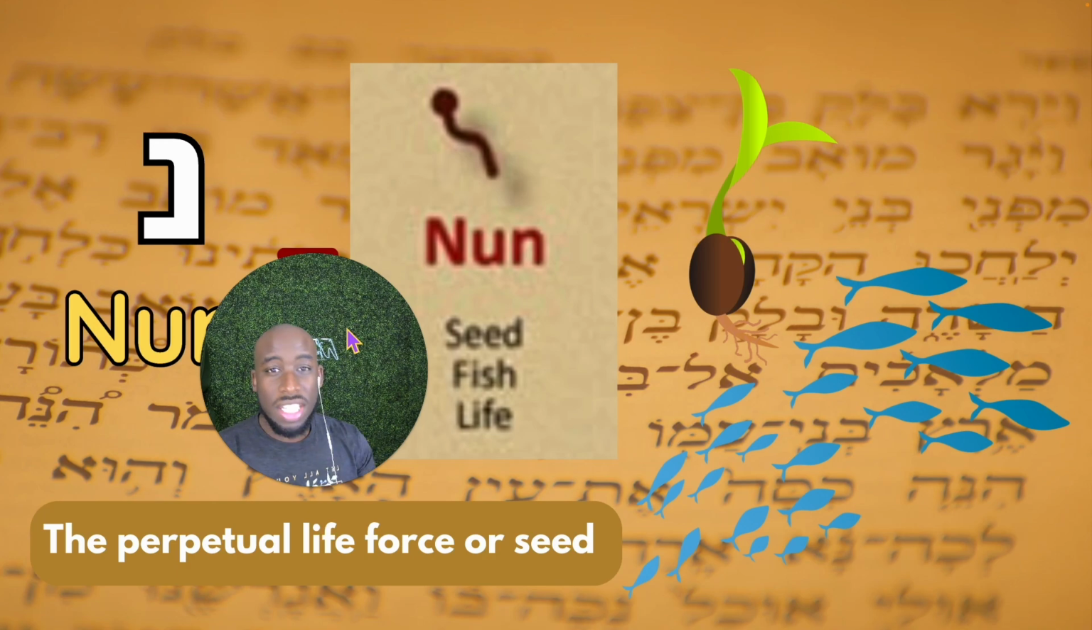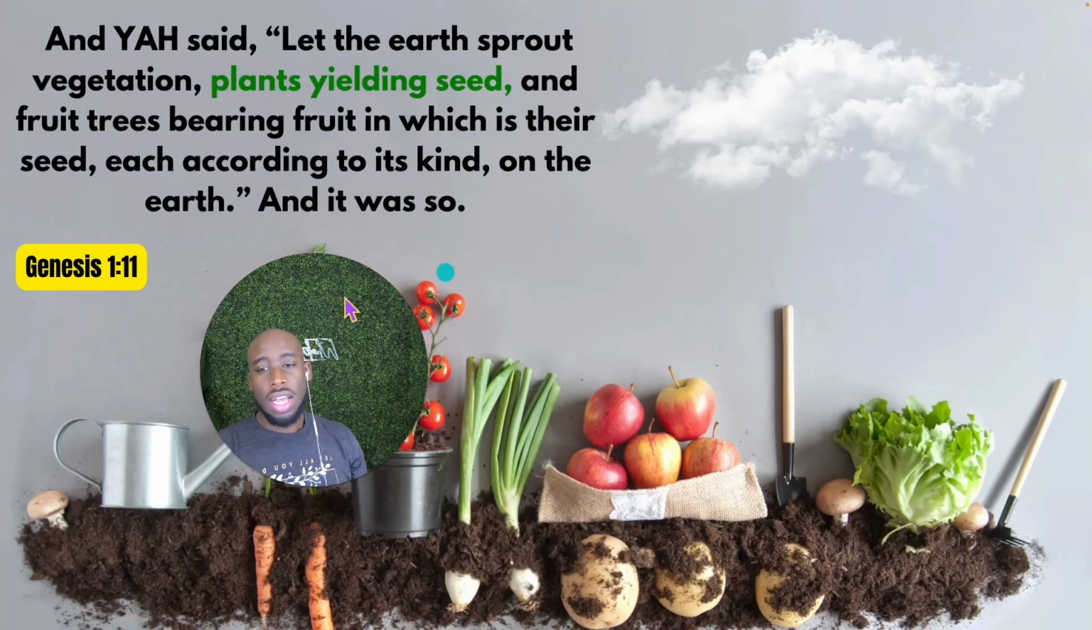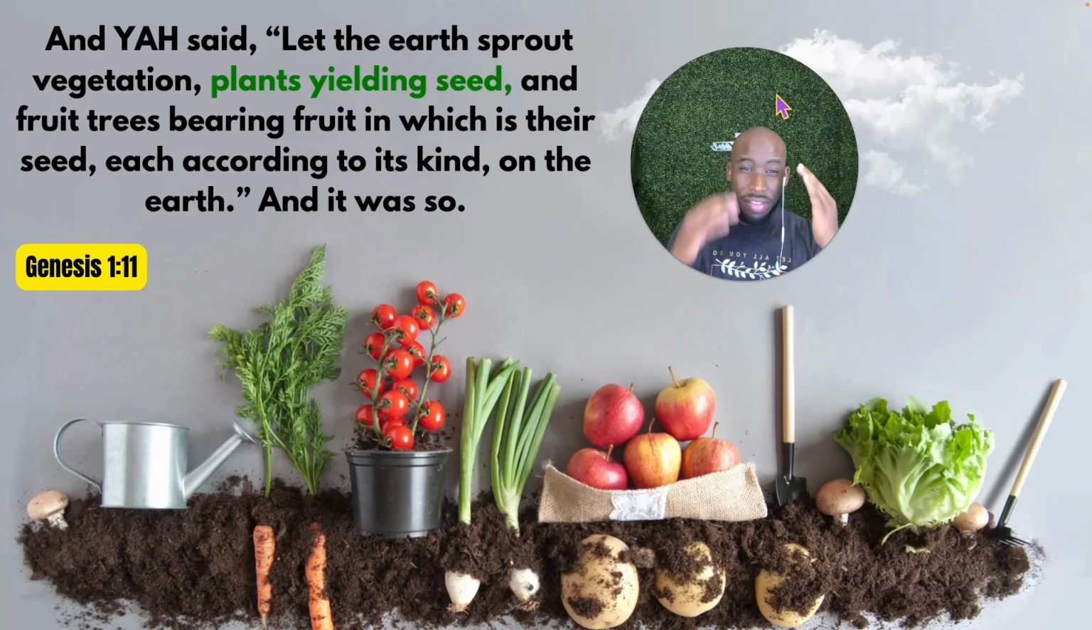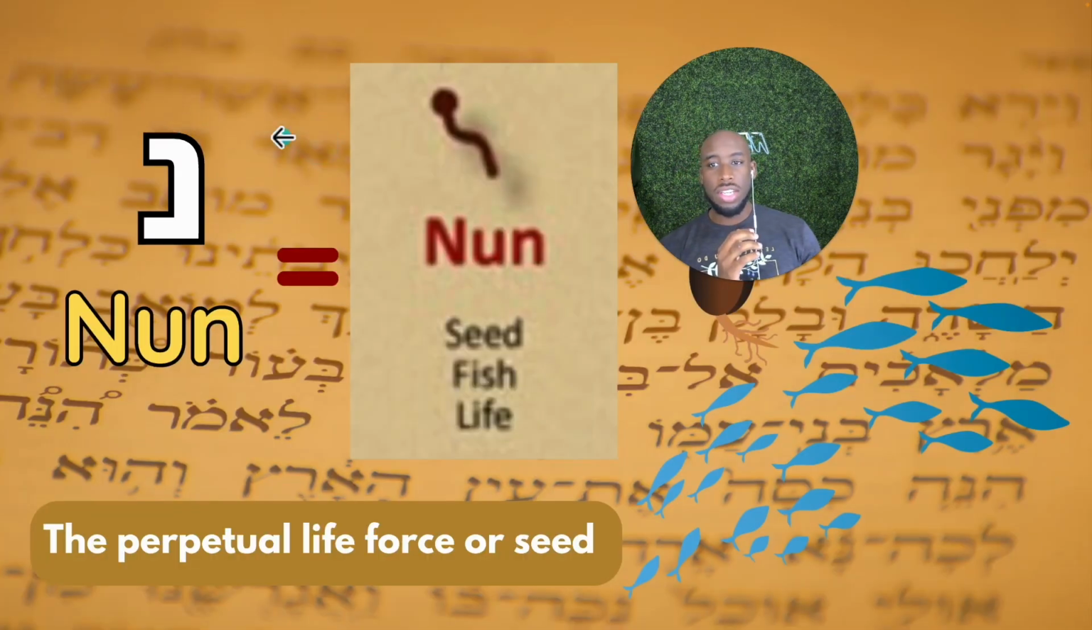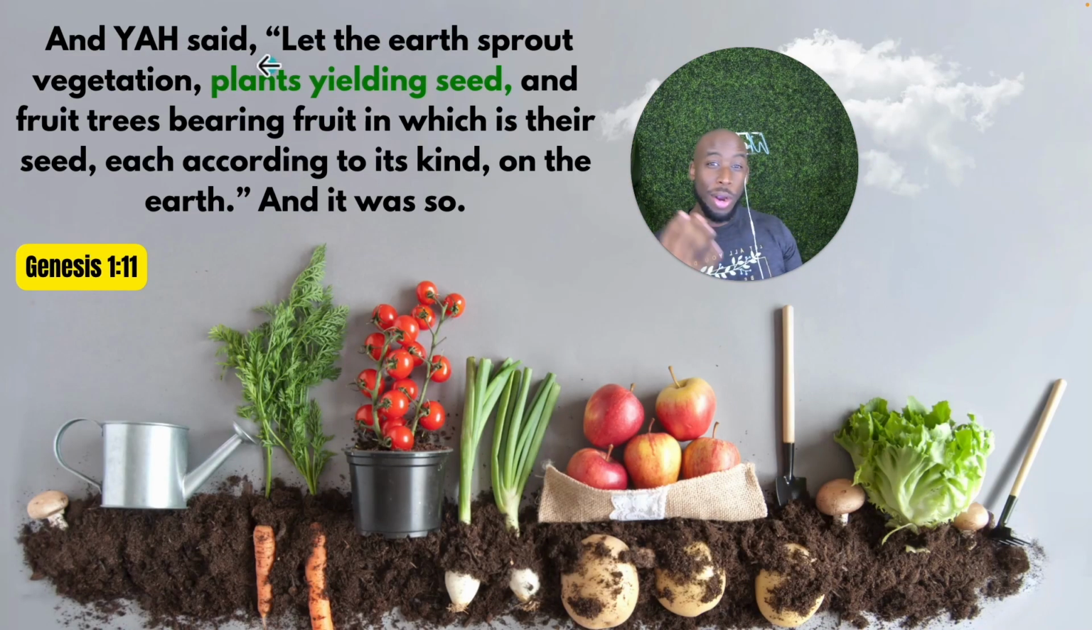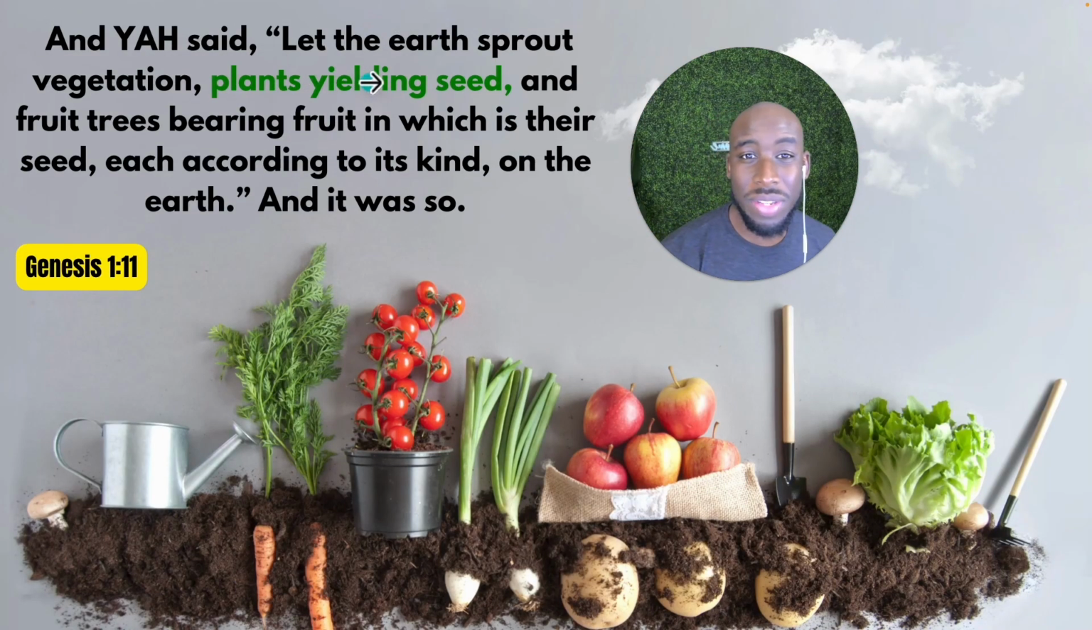And seed is obviously the beginning of life. And if you've never actually seen a seed from start to finish, it's an amazing thing. We'll throw a clip in a second. But when I think of seed, when I think about this letter, I think about Genesis chapter 1:11. And Yah said, let the earth sprout vegetation, plants yielding seed, and fruit trees bearing fruit, in which is their seed, each according to its kind on the earth, and it was so.